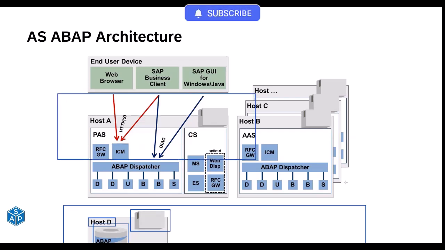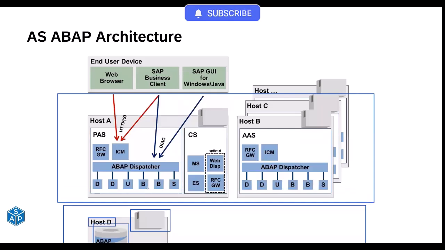The middle layer is your application layer. This application layer contains different hosts which contain different instances. This is my primary application server instance. This is my additional application server instance, and so on. Host C will also have an additional application server instance. Host D also will have an additional application server instance.